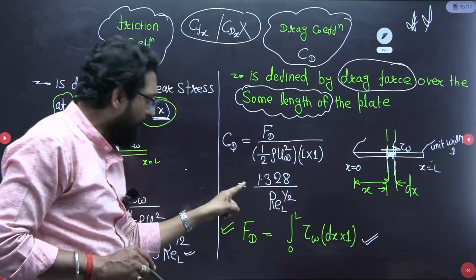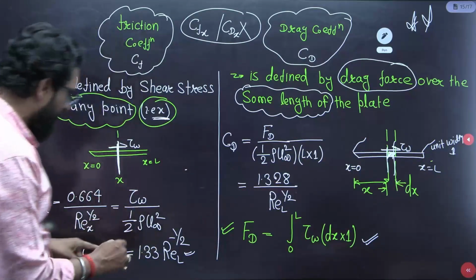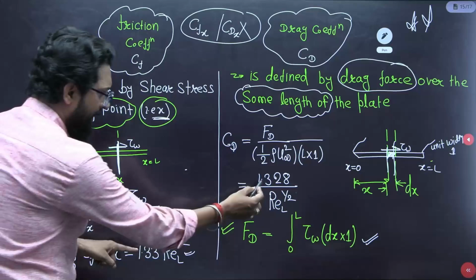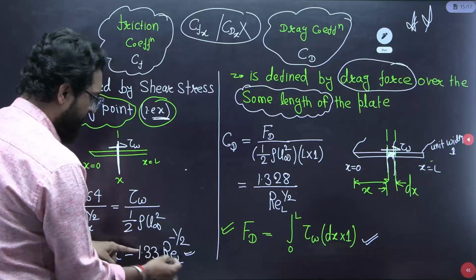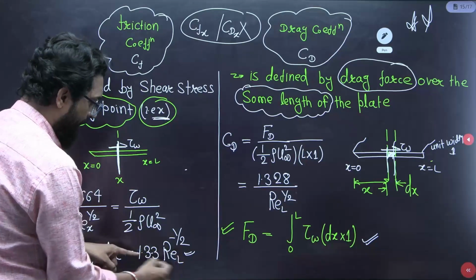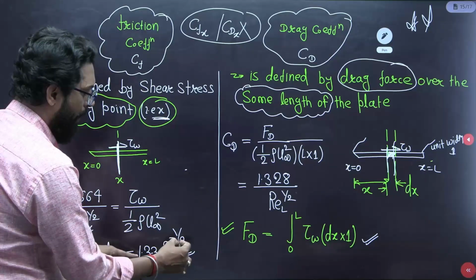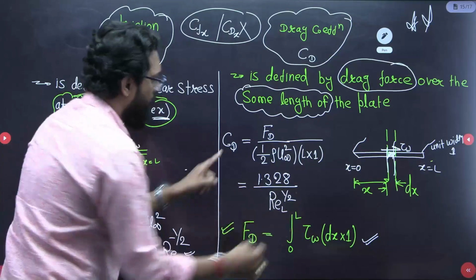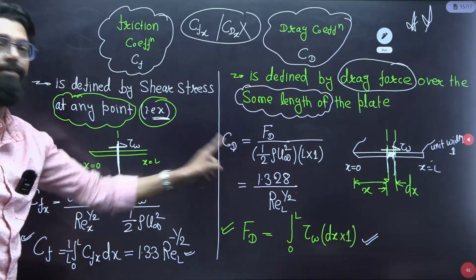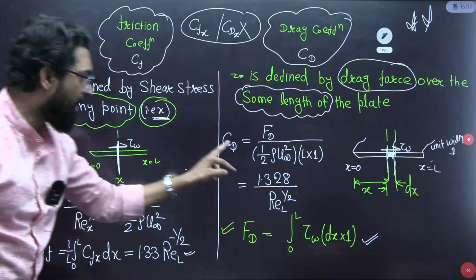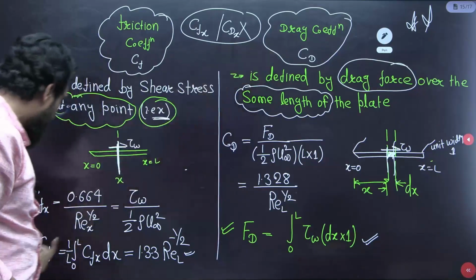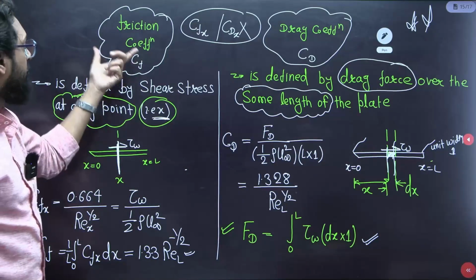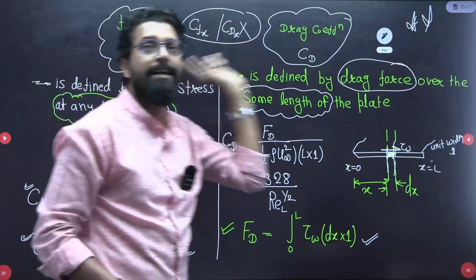So if you calculate, this is 1.33, similar thing. Here 1.328, so same thing is there. 1.33 divided by Re_L to the power 1 by 2. Here same, 1.328 divided by Re_L power. So CD and CF are the same value over the flat plate. Over the flat plate, that means the friction coefficient and drag coefficient are approximately the same value.